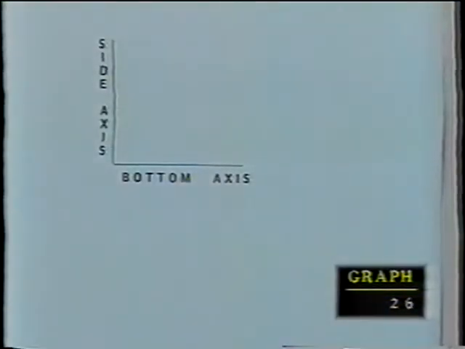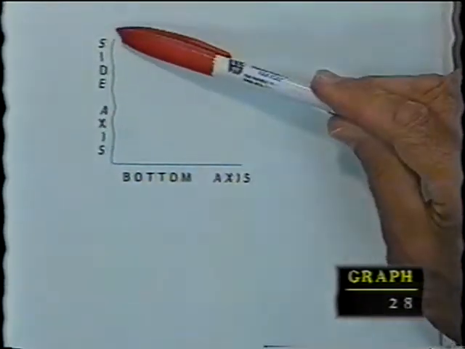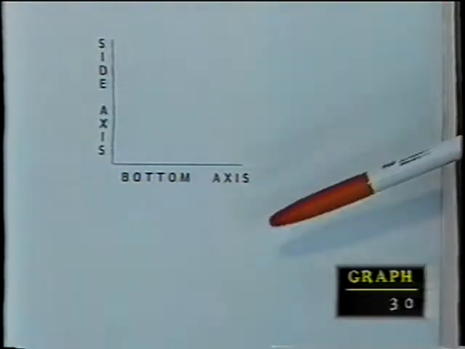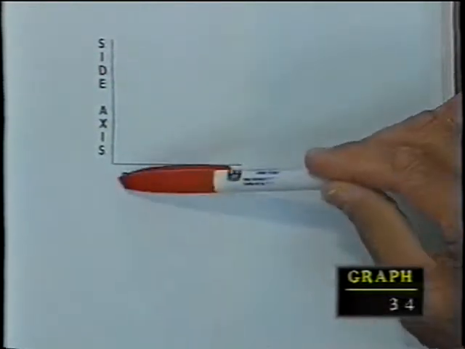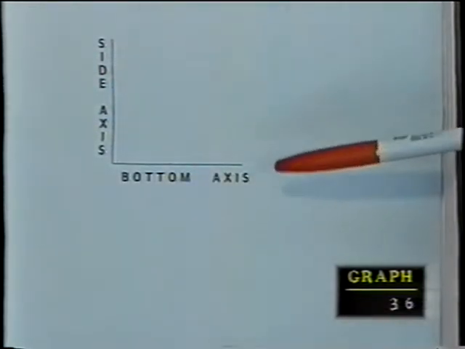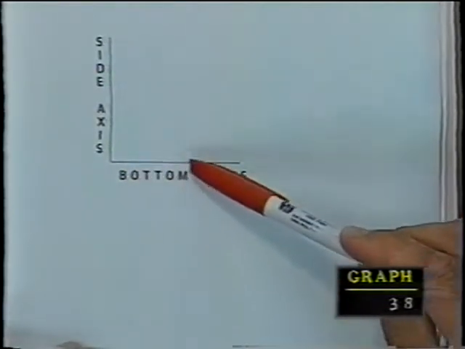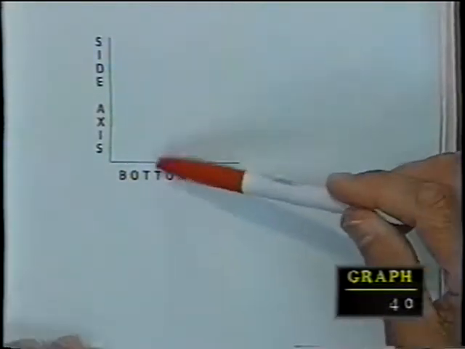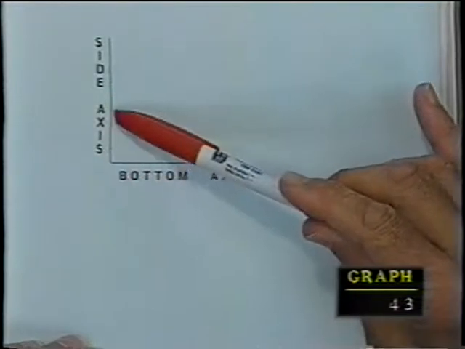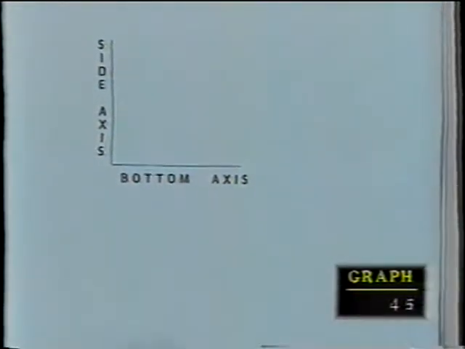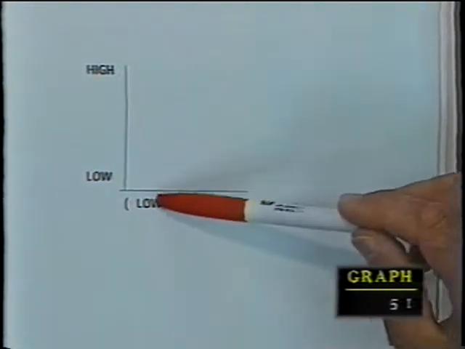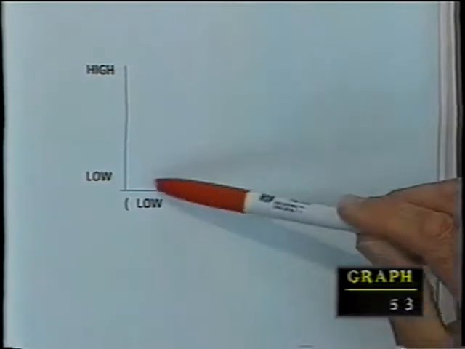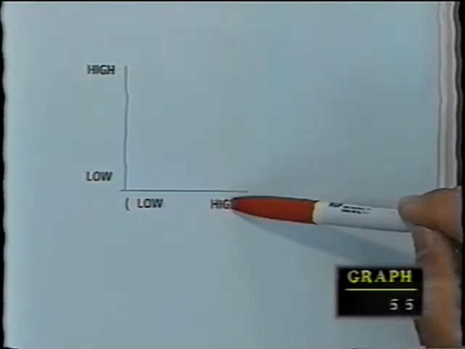Let's start simple. A graph has a bottom axis and a side axis, and usually there are labels on them telling you what the bottom axis and the side axis represent. And there are often numbers on the axes. There don't have to be numbers on the bottom axis. Generally, there are numbers on the side axis. When there are numbers on the bottom axis, the low numbers are on the left, the high numbers are on the right.